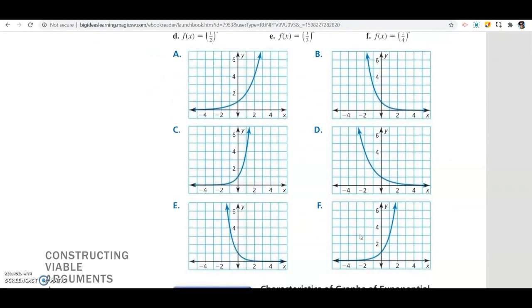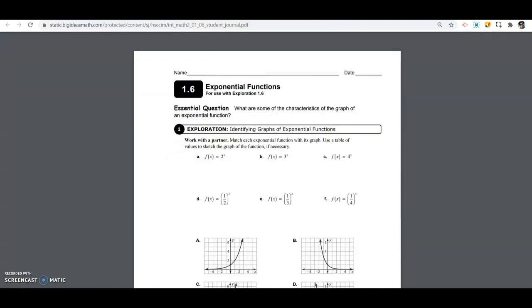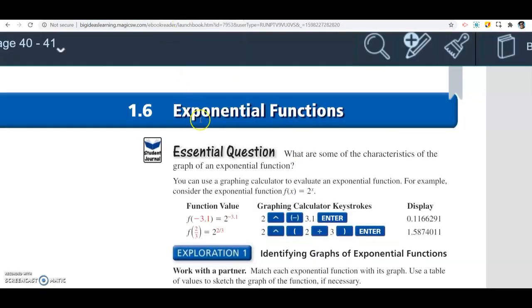Okay, so don't worry if you don't have this already pre-printed. Like I said, you can click it out and you'll get to here, and you can pre-print this, or just write everything by hand. Alright, one other thing I did want to show you that is a nice little feature. If you click on any of the text, "What are some of the characteristics of the graph of an exponential function?" So the book will read to you, and that's kind of nice.